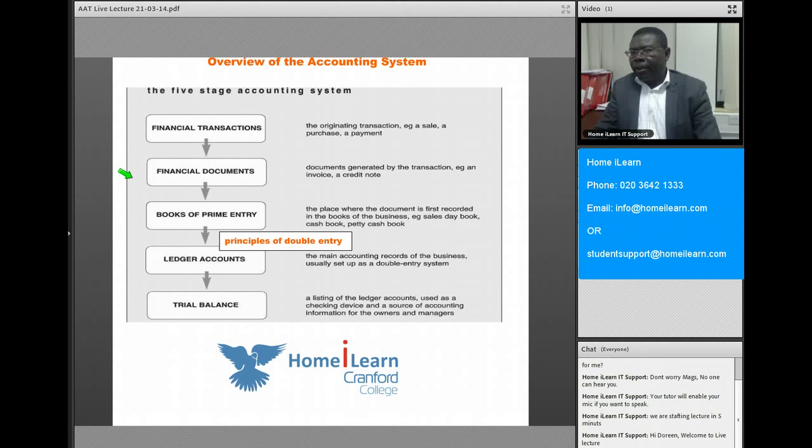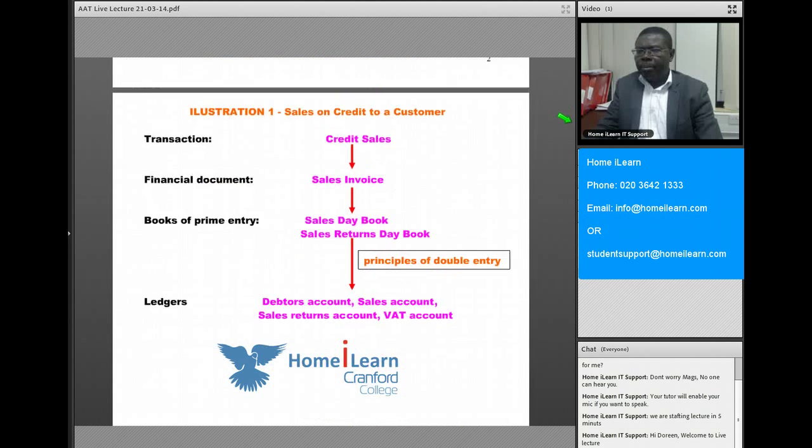The document can be any purchase invoice or sales invoice, but we first record that in the book of prime entry. Today we're going to have a look at 2 books of prime entry. Then eventually we'll post to the ledger using the principles of double entry. Finally we will extract a trial balance. So today we're working from the books of prime entry to the ledger accounts. That's a brief overview of the accounting system.